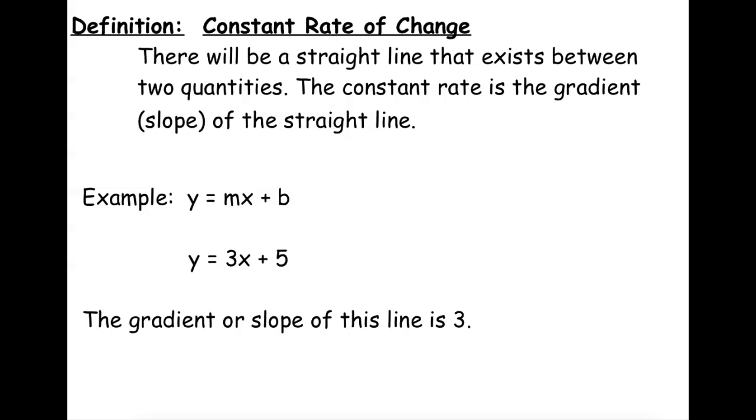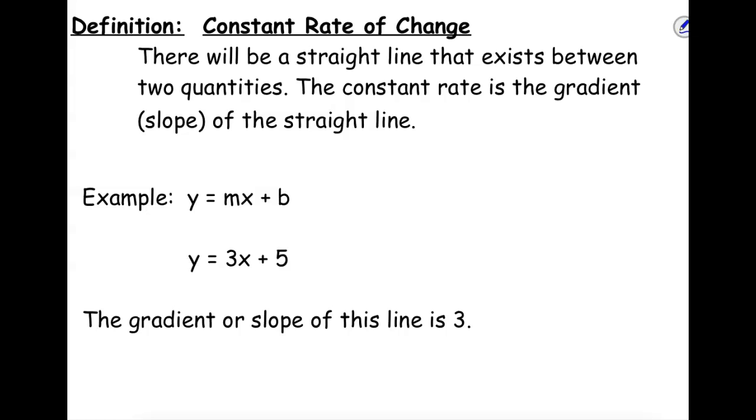This next video focuses on lesson 20A, where we have constant rate of change and average rate of change. So this definition on this first slide says constant rate of change. There will be a straight line that exists between two quantities. So constant rate of change is the gradient or the slope of the straight line.